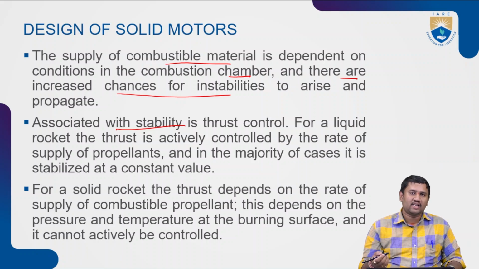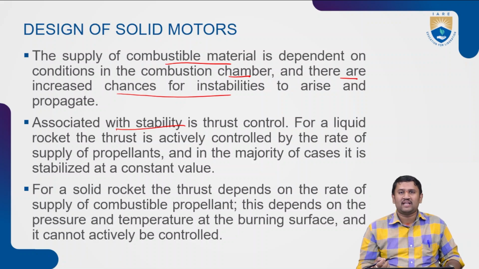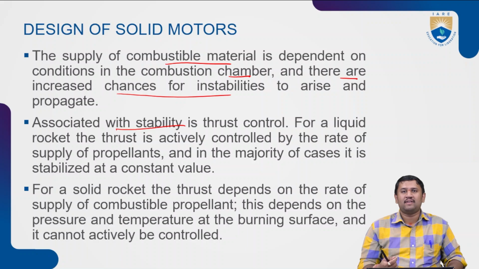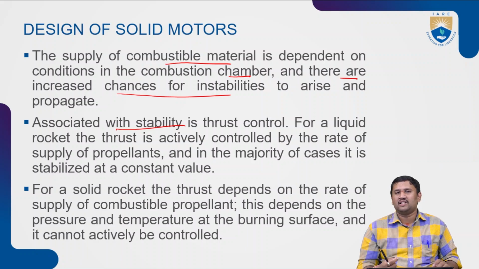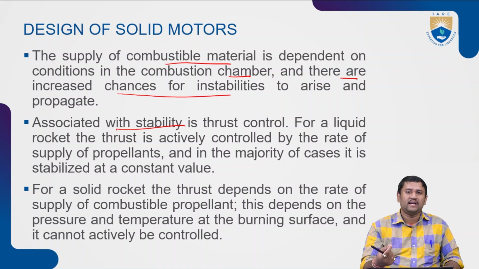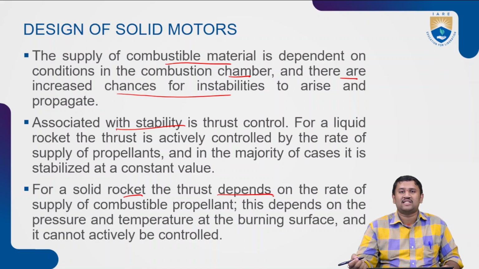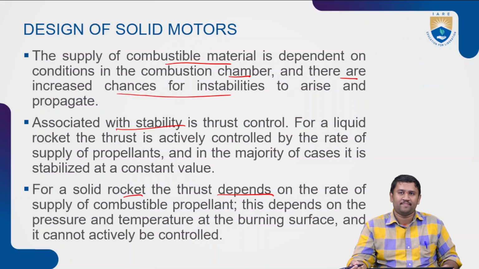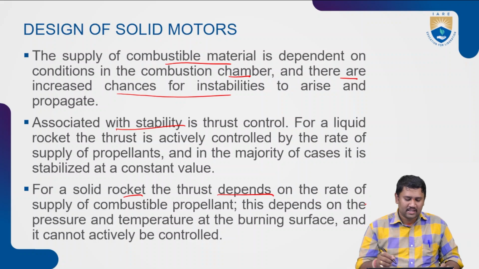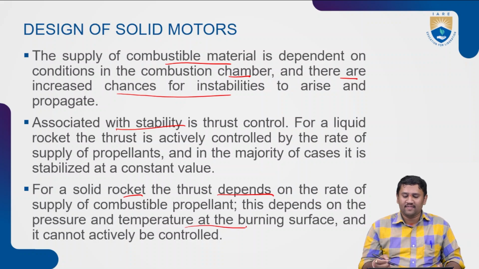For a liquid rocket, the thrust is actively controlled by the rate of supply of propellant, whereas in most cases it is stabilized using a constant value, a particular volume of fuel or oxidizer into the combustion chamber. But for a solid rocket, the thrust depends on the rate of supply of combustible propellant. It depends on the pressure and the temperature at the burning surface, and it cannot be actively controlled.